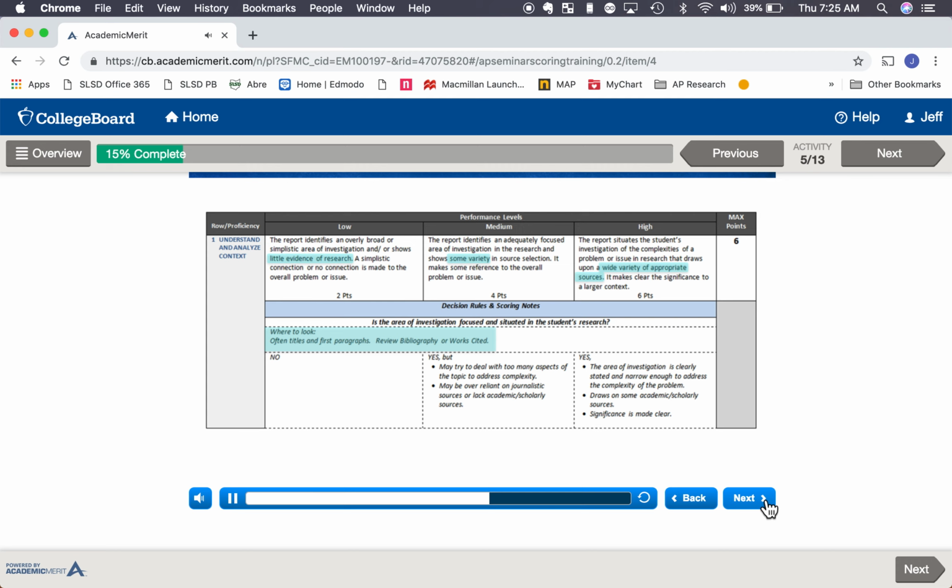In the context of AP Seminar, the term appropriate sources would usually mean academic sources. Unless the topic dictates otherwise, academic sources should be used to score highly in this row. Remember, as part of their AP Seminar course, students have learned how to evaluate the relevance and credibility of sources of information and data, and that needs to be actively demonstrated in what they select to go in their report. The next slide shows an example.